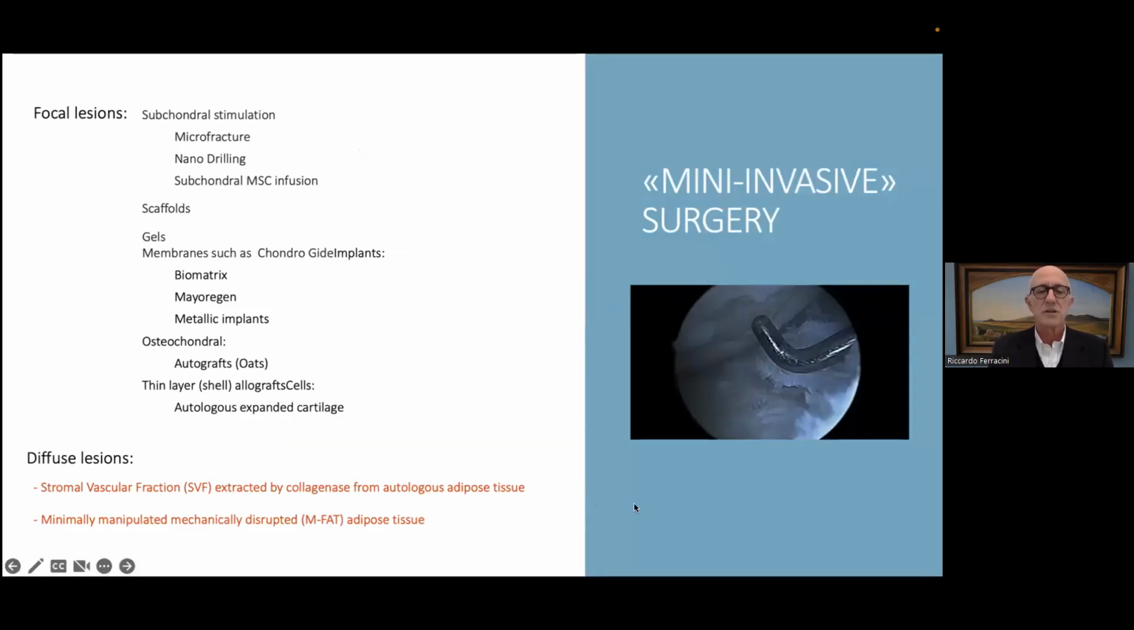Minimally invasive surgery means to do something in the OR with the patients. And for the knee, we can have focal lesions or diffuse lesions. In diffuse lesions, stromal vascular fraction from autologous adipose tissue has been suggested, starting from Korea, Vietnam, and the Far East, where it has been and still is very popular.